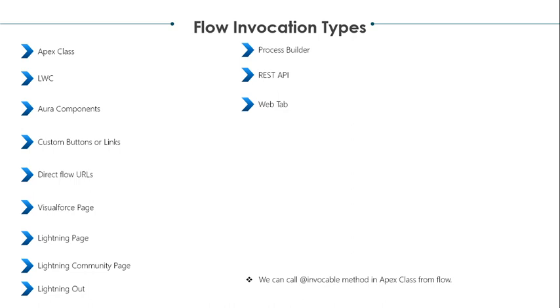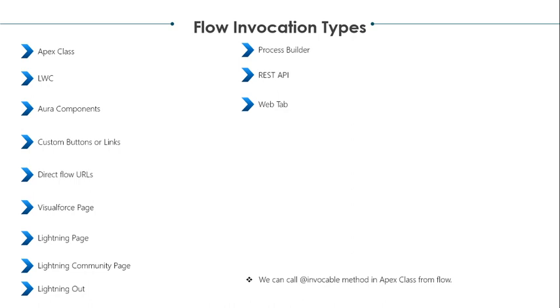Now the flow invocation types. What we are trying to say here is from where we can call the flow, or rather how many ways we can call the flow from Salesforce, in multiple areas. First is the Apex class. From an Apex class we can call the flow. From a Lightning Web Component also you can invoke the flow. From Aura components, custom buttons, direct flow URLs, and Visualforce pages we can invoke the flow. From Process Builder, REST API and Web App also we can invoke the flow.